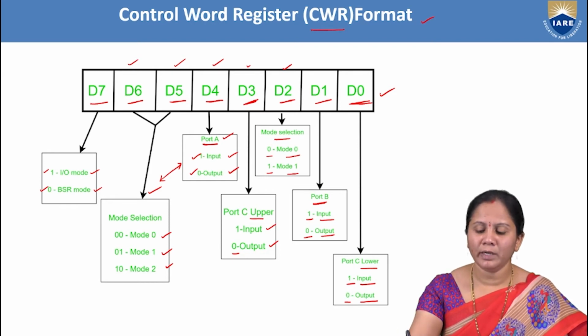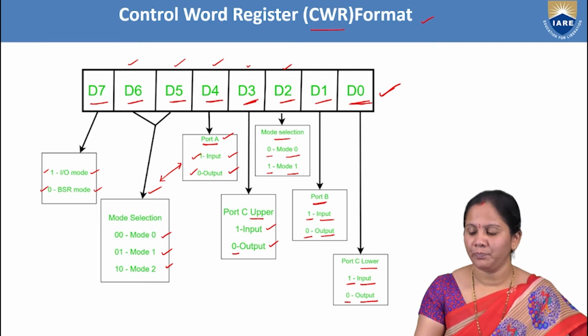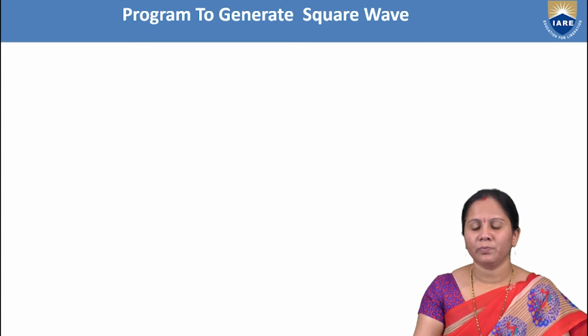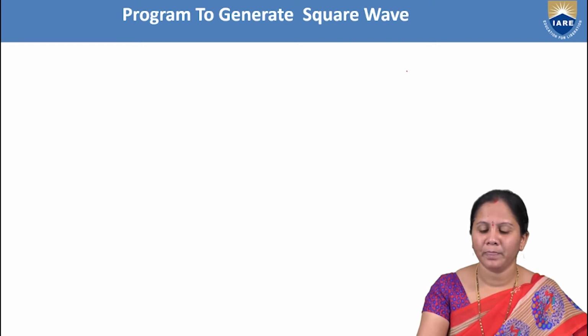Keeping in mind the format of this CWR, we have to write the assembly level language programs in order to generate the analog signals. Here we will see how to generate different analog signals like square wave, triangular wave and sawtooth wave.